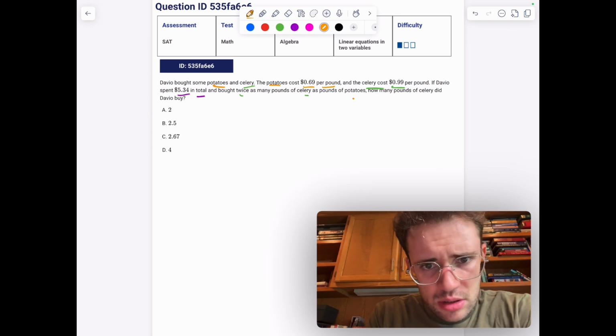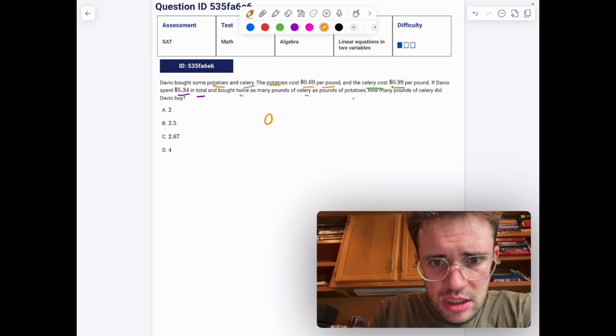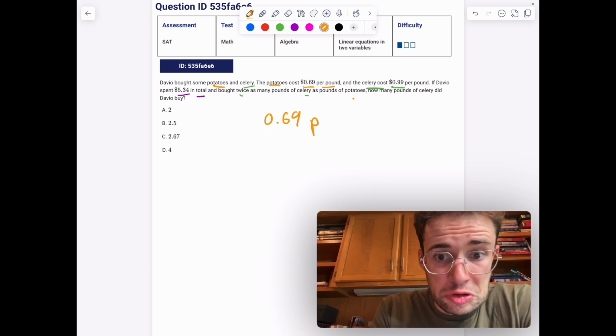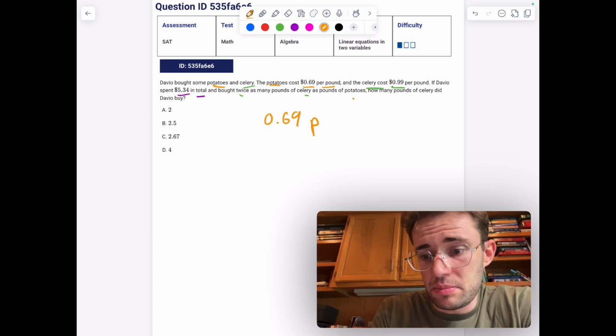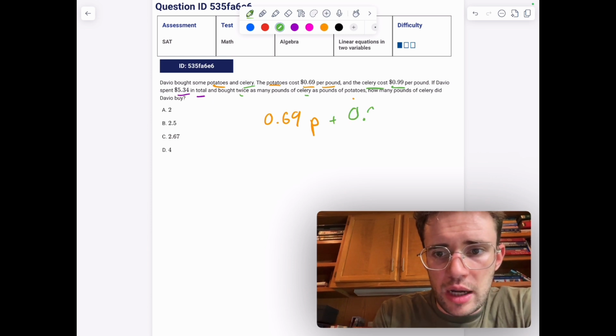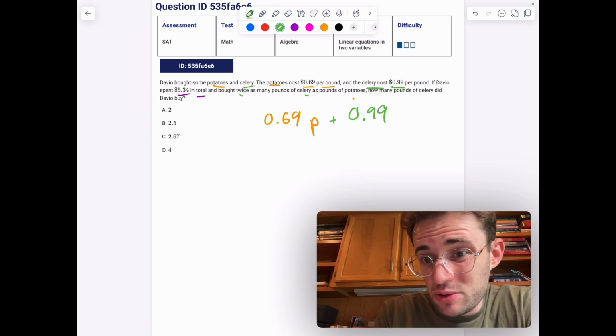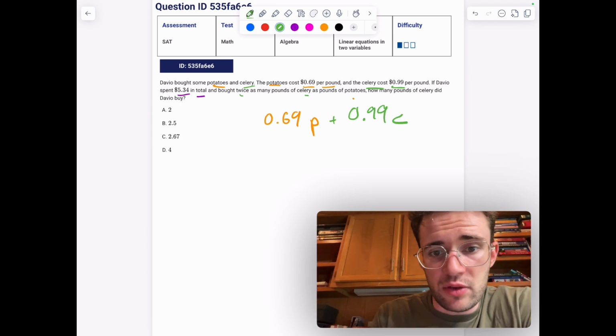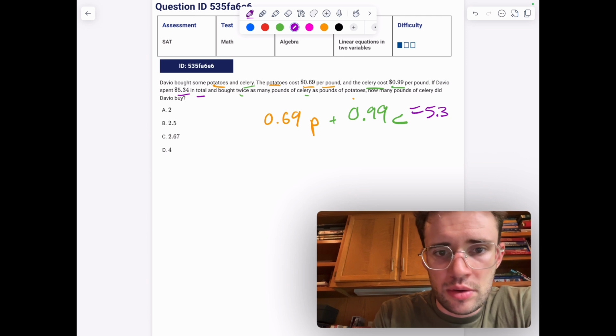But Davio bought some potatoes. The potatoes cost 69 cents per pound. So let's do that times the number of pounds of potatoes. If you want, you can write out a let statement. Let P be the pounds of potatoes. Plus 0.99 times, let's do pounds of celery is C. Again, you could write a let statement if it helps you keep track. Add up to the total cost.